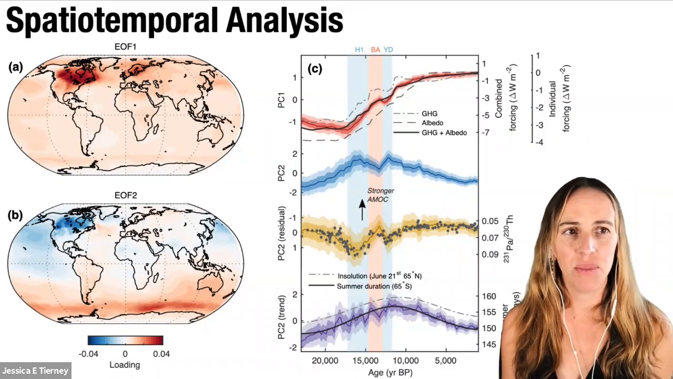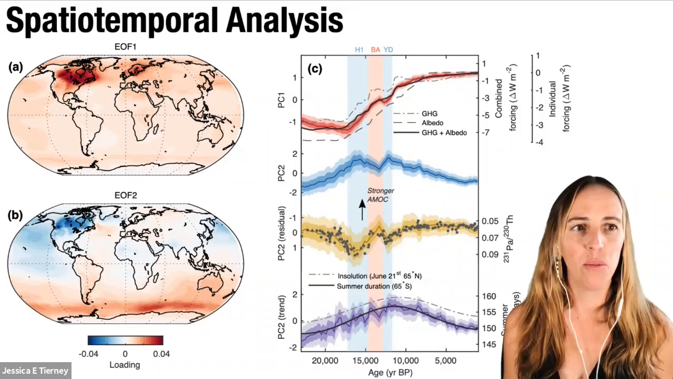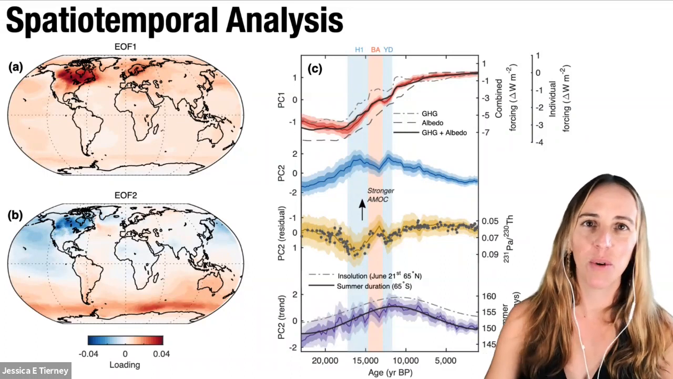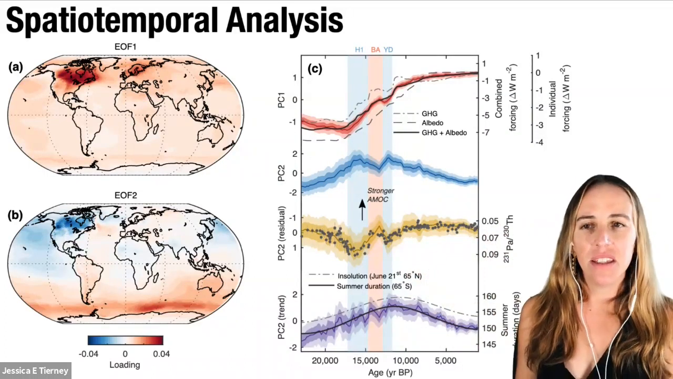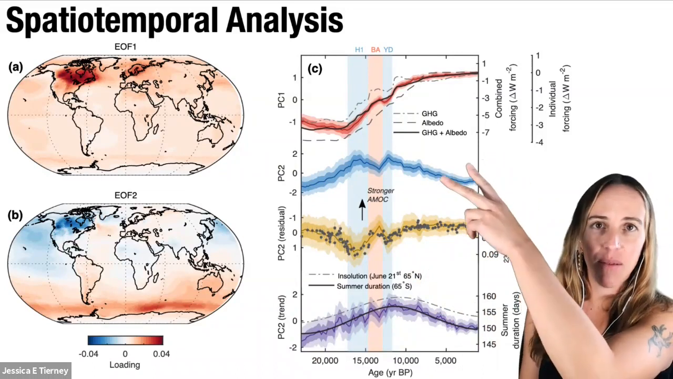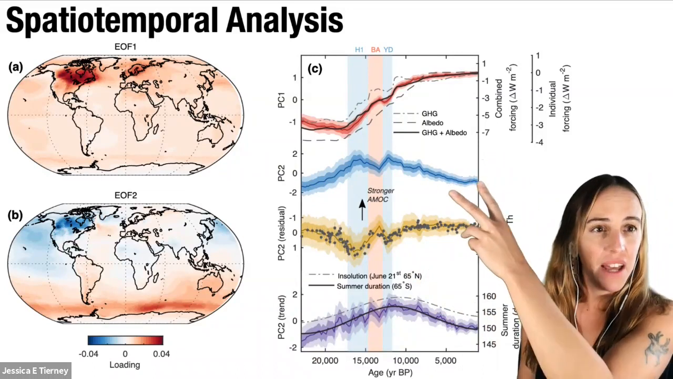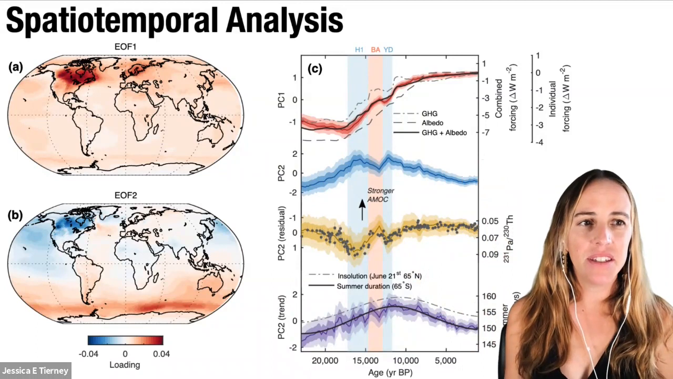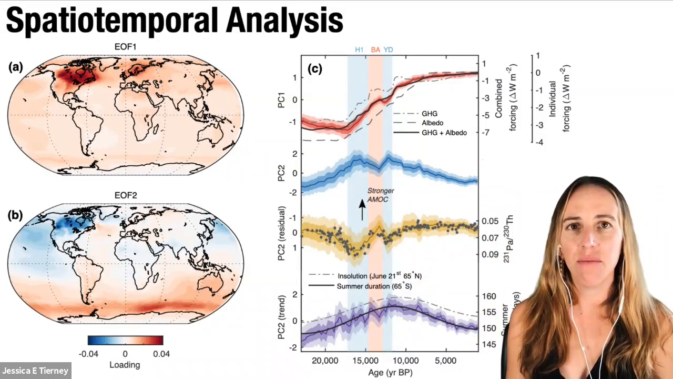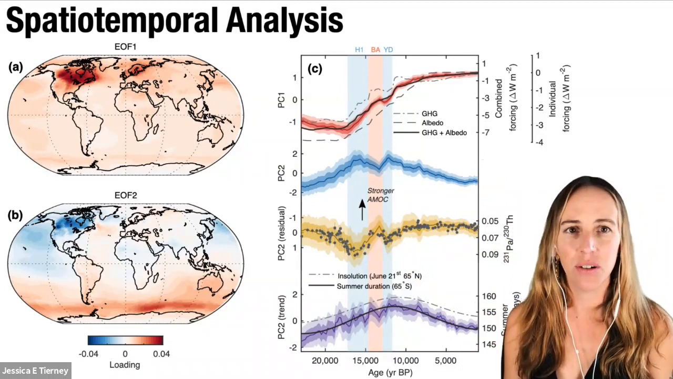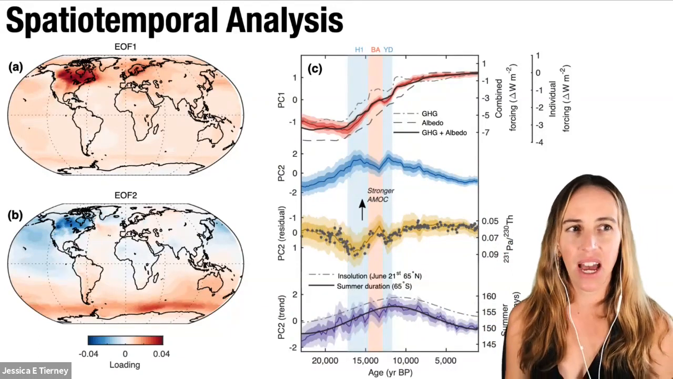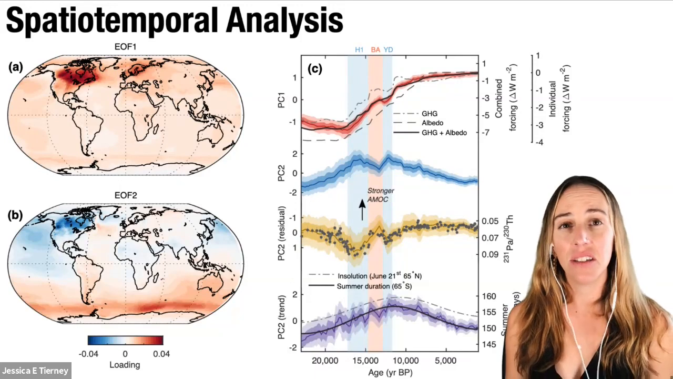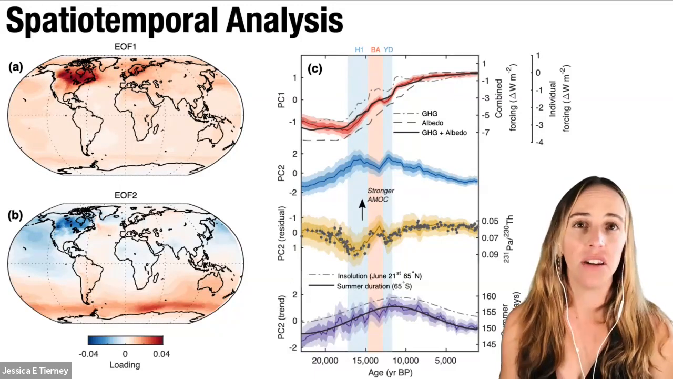EUF1 is, as you probably imagine, basically the global warming mode. The spatial expression is in the upper left, and the temporal expression is here at the top in this time series in red. And basically, this is a combination of the major radiative forcings that are contributing to deglacial warming, which is rising greenhouse gases and the ice sheet. So basically the ice sheet effect on albedo.